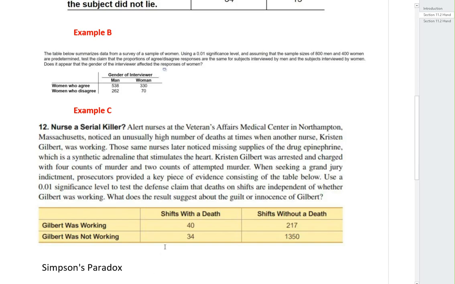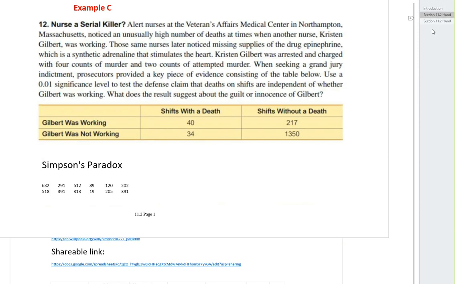Okay, let's keep going. So this next problem is actually a real story. Alert nurses at Veterans Affairs Medical Center in Northampton, Massachusetts noticed an unusually high number of deaths at times when another nurse, Kristen Gilbert, was working. Those same nurses later noticed missing supplies of the drug epinephrine, which is a synthetic adrenaline that stimulates the heart. Kristen Gilbert was arrested and charged with 4 counts of murder and 2 counts of attempted murder.